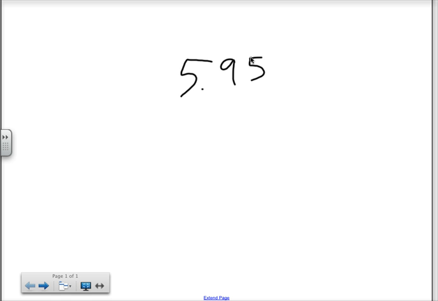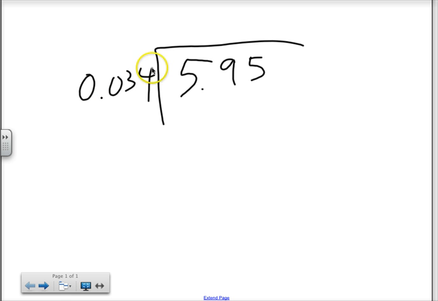5.95. And the least number is 0.034. This is something that you have a problem with. But remember, the rule of thumb is, if there's a decimal outside, make it into a whole number. How do I turn this into a whole number? Exactly. In this case, you move it to the right how many times? 3 times. That turns it into 34.